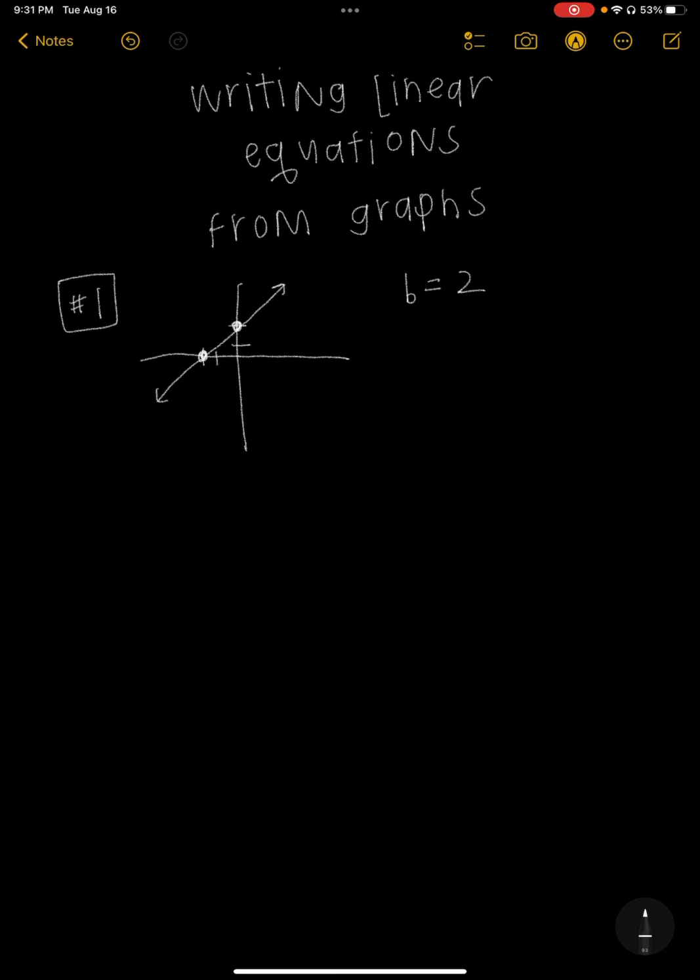And once again, this is based on my slope-intercept form. So my slope-intercept form is y equals mx plus b, where b is my y-intercept, and then m is my slope.